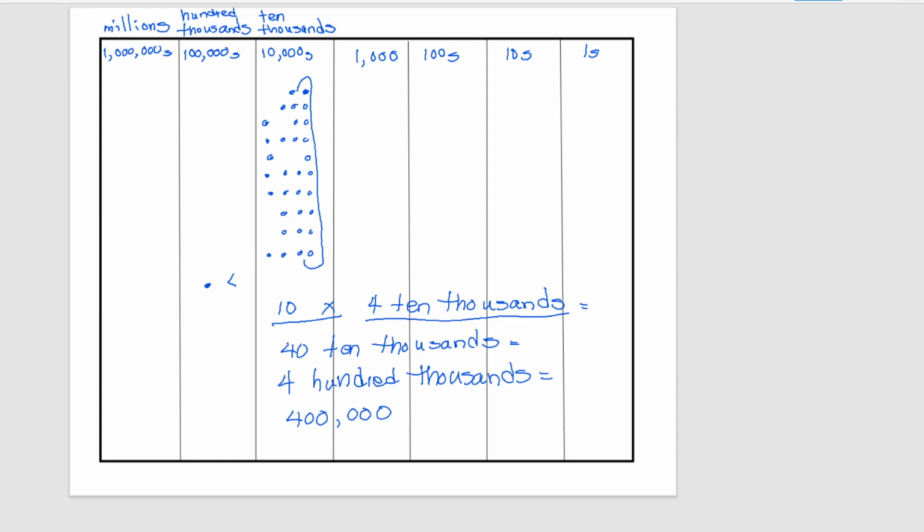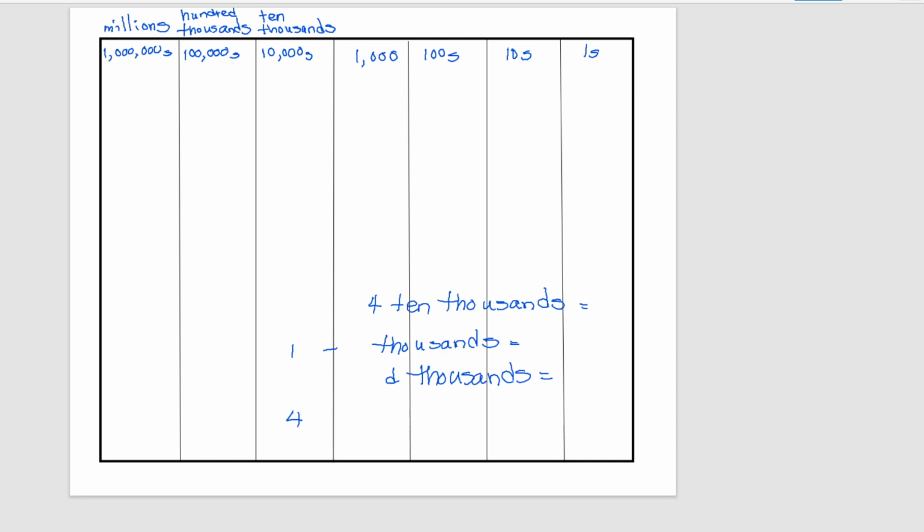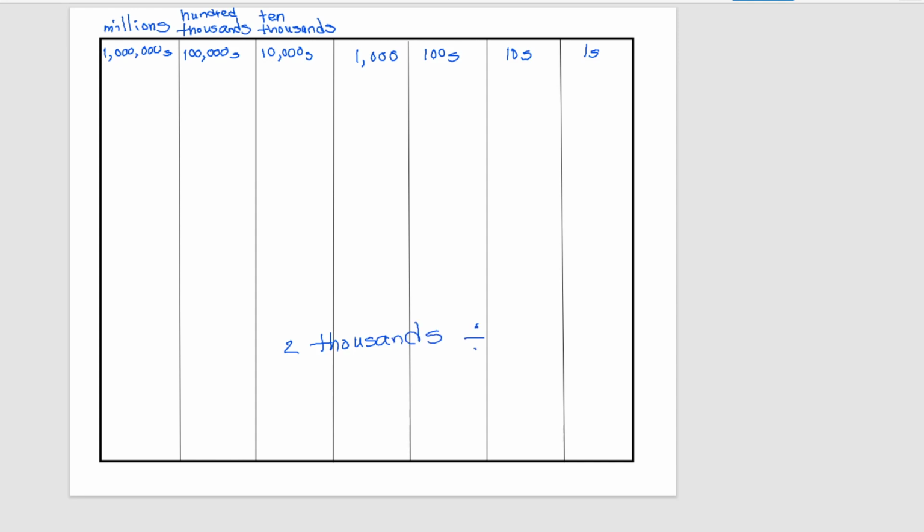The problems we looked at so far have all been multiplication problems. In multiplication problems, we're grouping smaller units into larger units in groups of 10, but we can also do division this way. In division, we're taking a larger valued unit and breaking it into 10 smaller valued units. Let's take the problem 2,000s divided by 10. So let's start with the 2,000s.